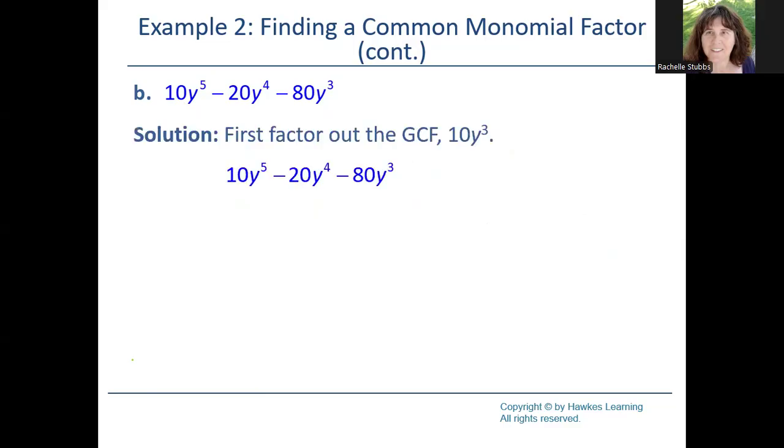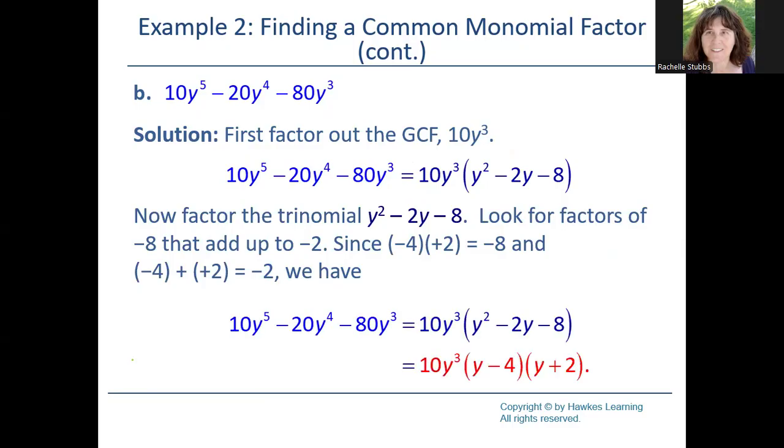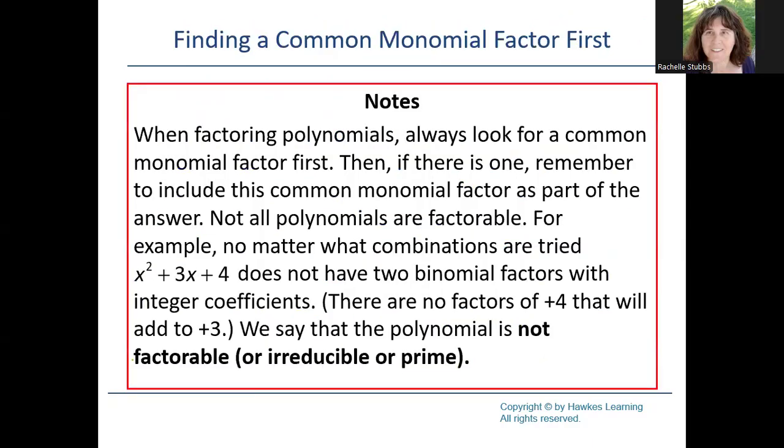So they factor out the 10y third just to see it one more time, leaving us y squared minus 2y minus 8. Factors of a -8 are -4 and 2 that add up to a -2. And so they can factor that. And there's the final. When factoring polynomials, always look for a common monomial factor first. Always, always, always look for the GCF. You'll save yourself so much time that you'll be like, oh, I'm glad I did that first.